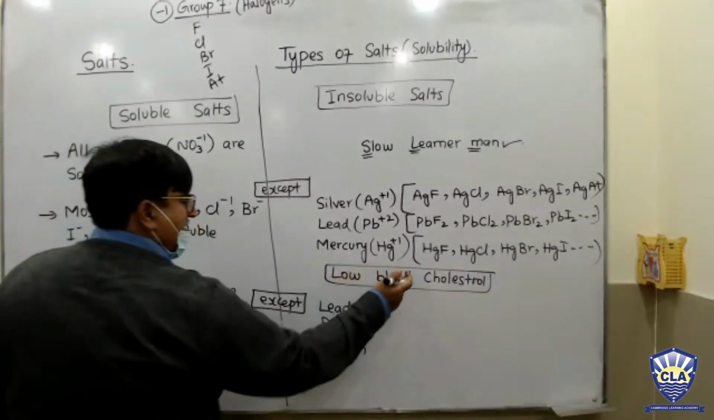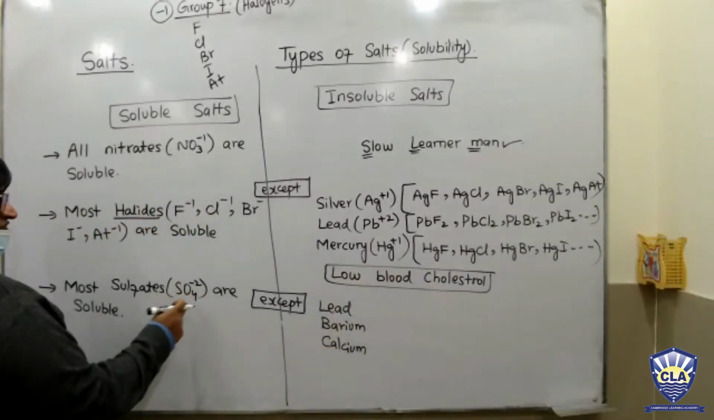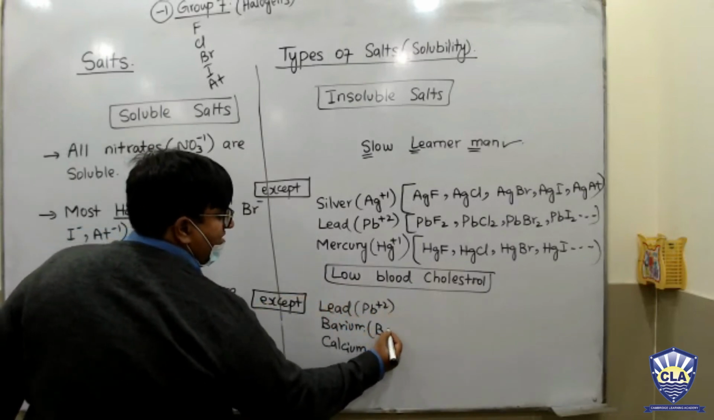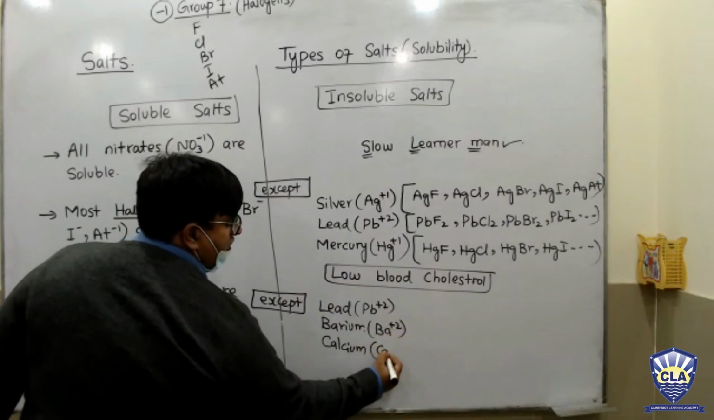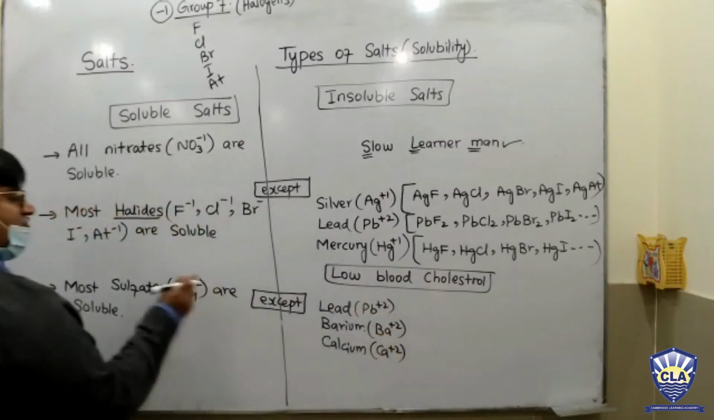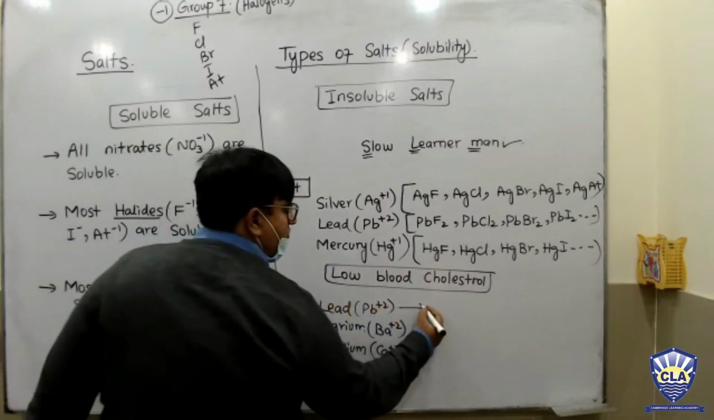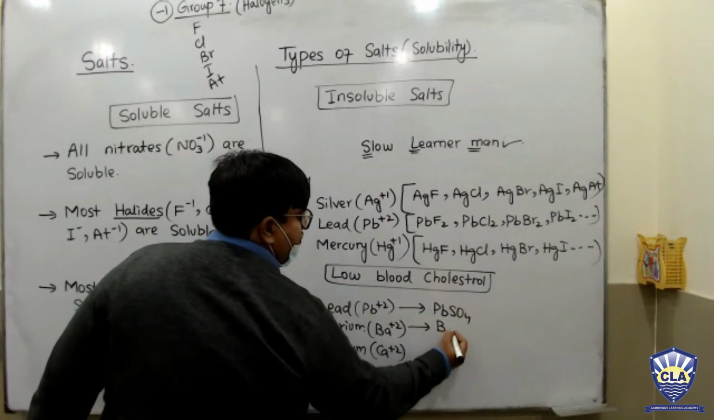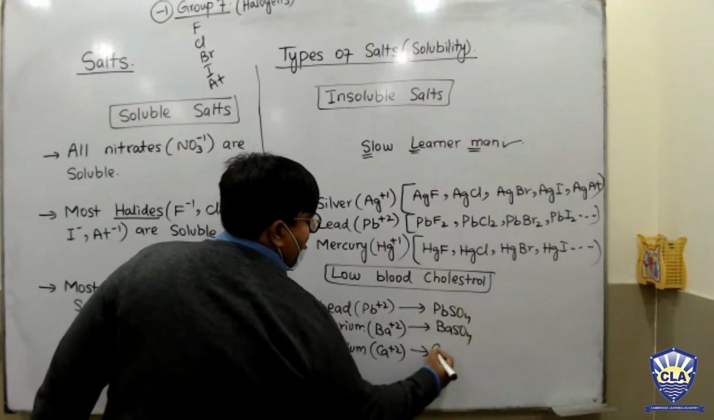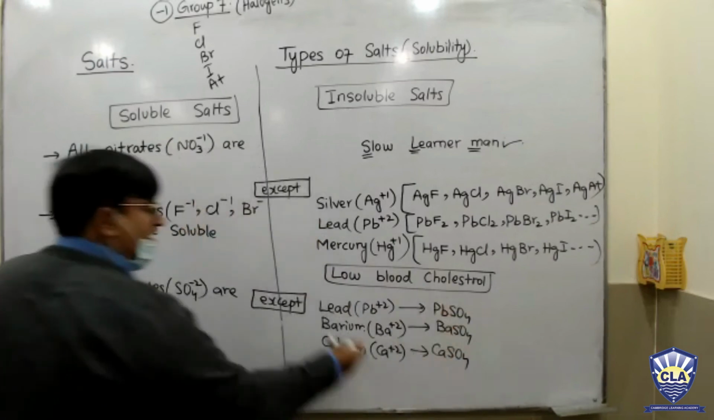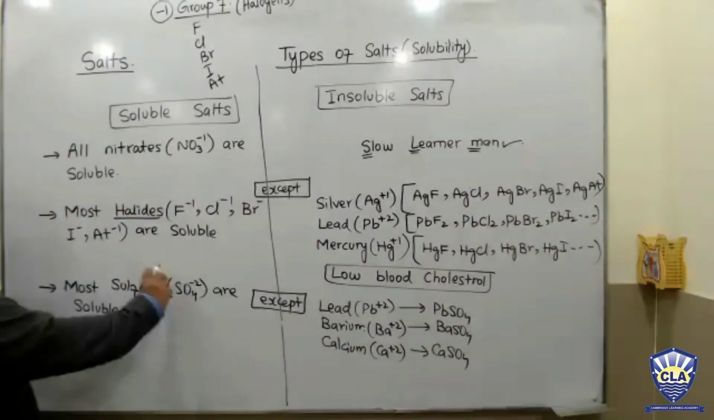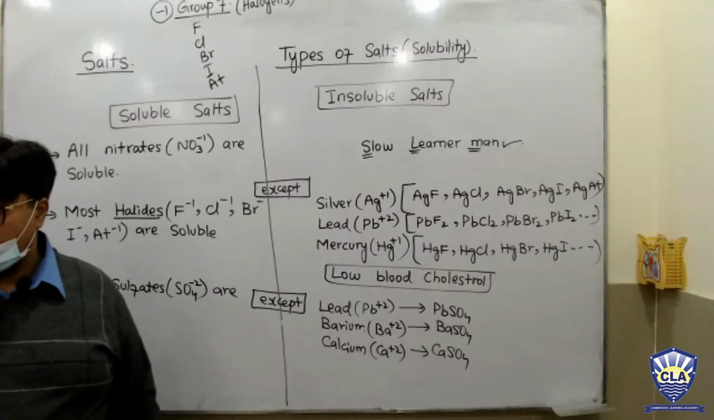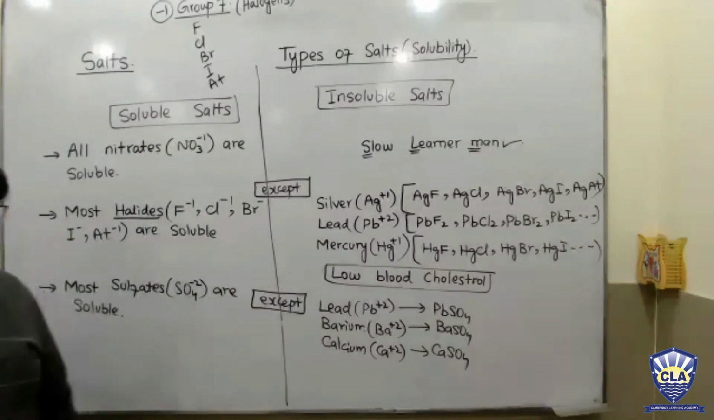If these three metals are attached with the sulfate, lead has the sign Pb plus 2, barium has the sign Ba plus 2, calcium has the sign Ca plus 2. If these are joined with the sulfate, what would be their formula? PbSO4, BaSO4, and CaSO4. So if these three metals are attached with a sulfate, they are insoluble, whereas all the other sulfates are soluble. Okay, is it clear?